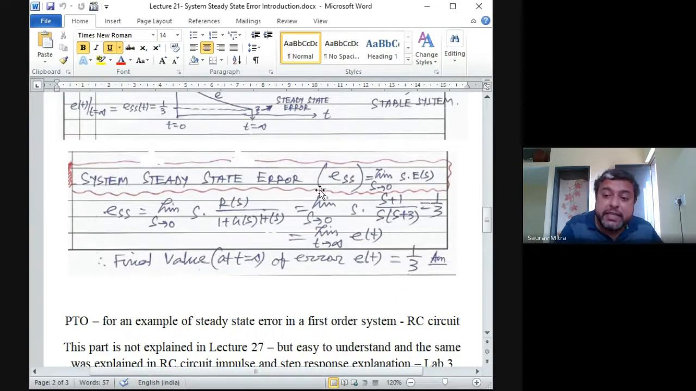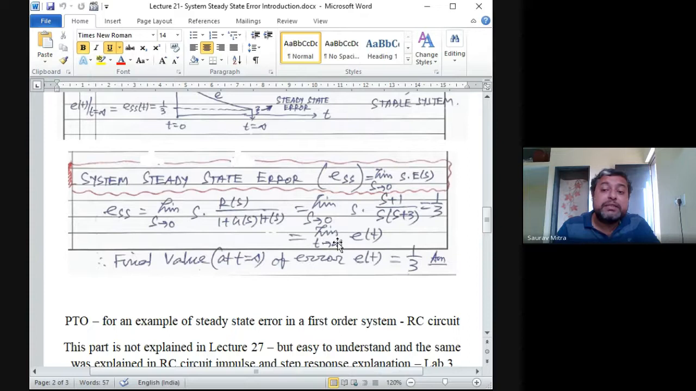So system steady state error, यहाँ पे दोनों domain में output दिया हुआ है. So first we have studied this thing, limit s tends to 0, limit t tends to infinity e(t). This is actually the definition of steady state error. What is meant by steady state? System response at t very high, system response at t tends to infinity.